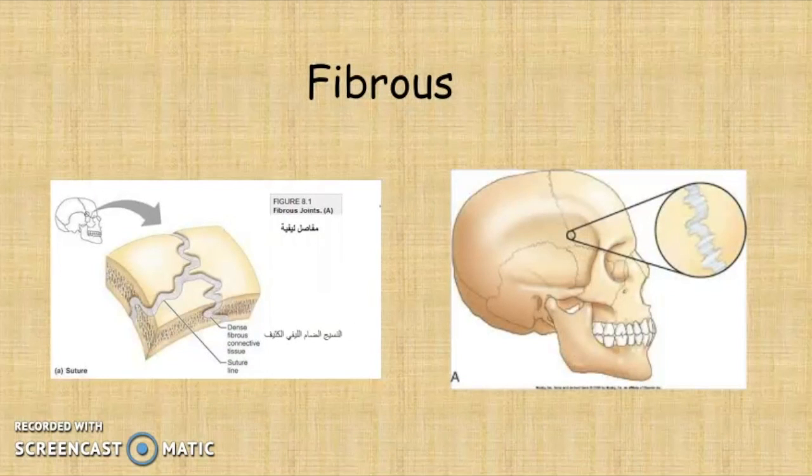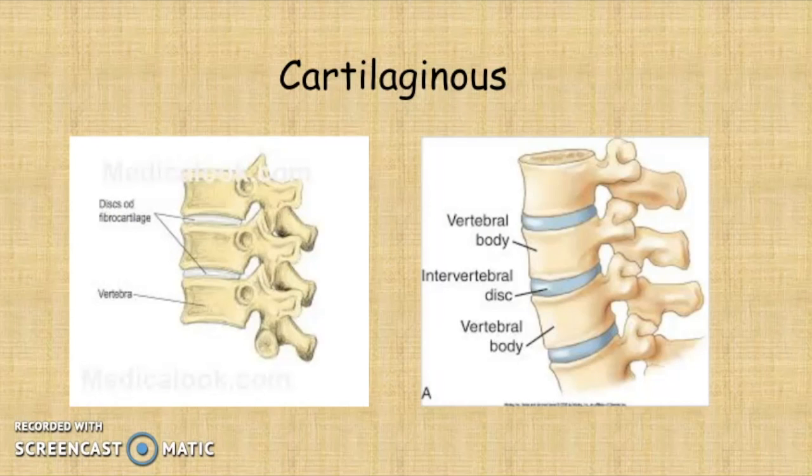The fibrous joint. Fibrous joints are immovable. An example is the cranium. It is very stable and allows only little movement. Cartilaginous joints are slightly movable. An example is the vertebral column. These are slightly movable and stable.